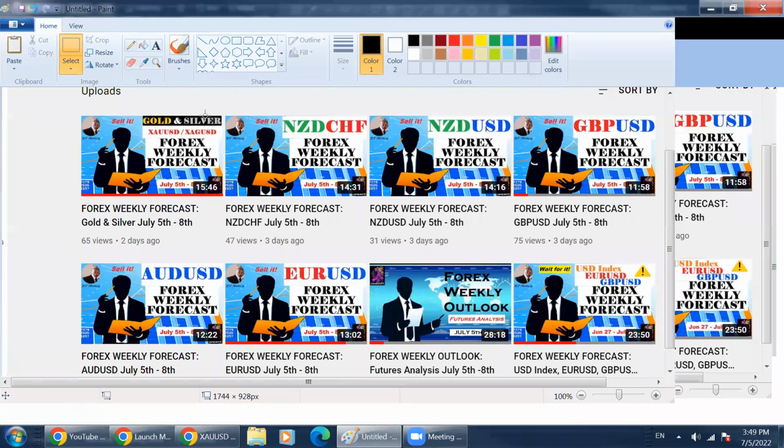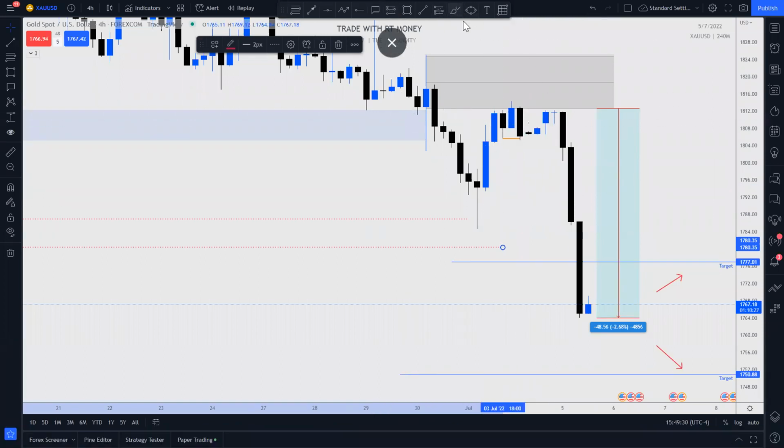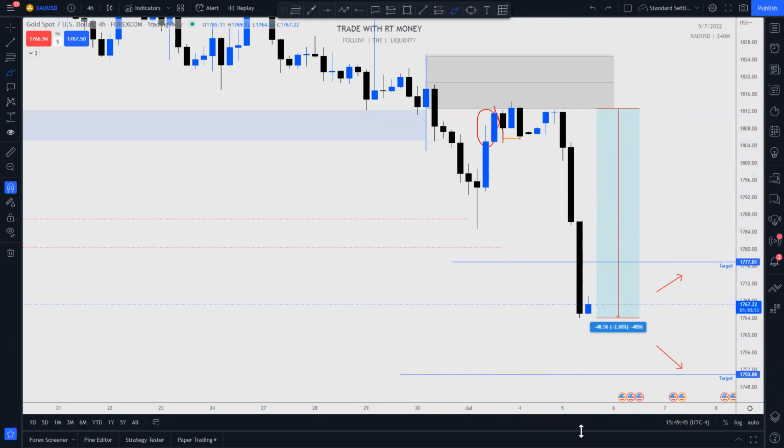Now, the first one is gold. Let's take a look at gold. This was the Sunday analysis. This is where it's here. I said price is going to hit this POI, and I'm looking for boom, boom, boom, boom. I'm looking for my same patented entry model, right? And what did we get?